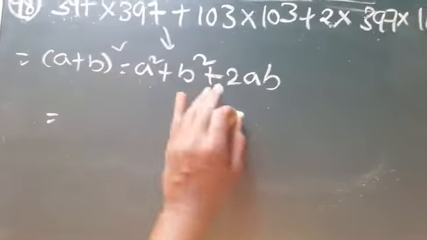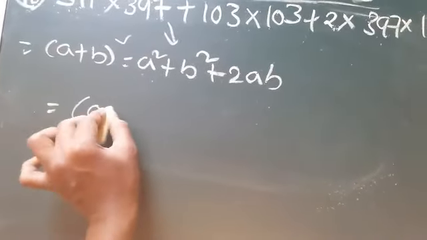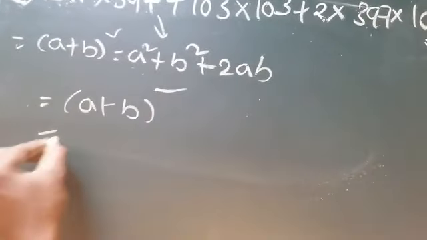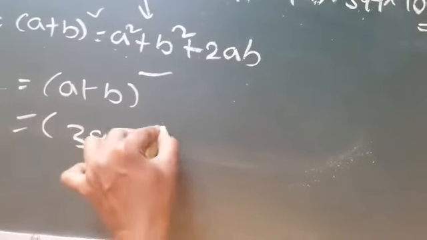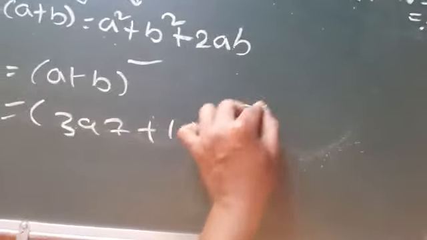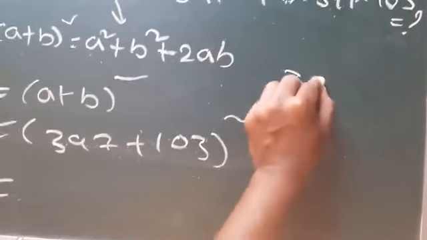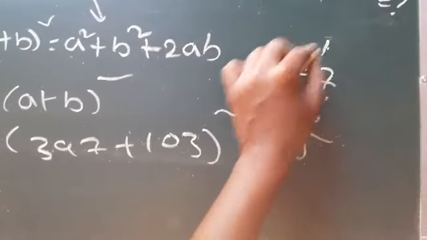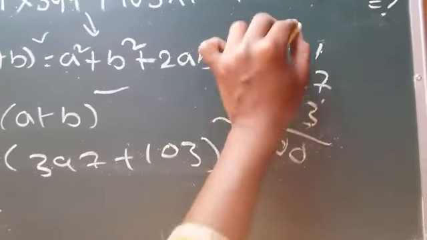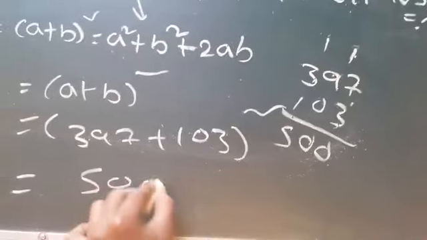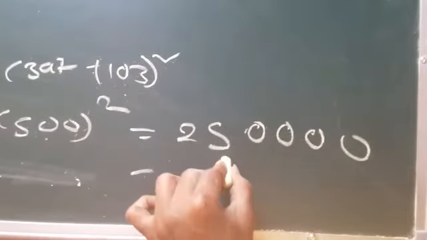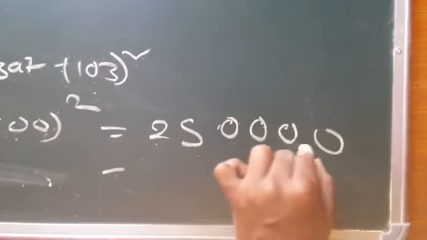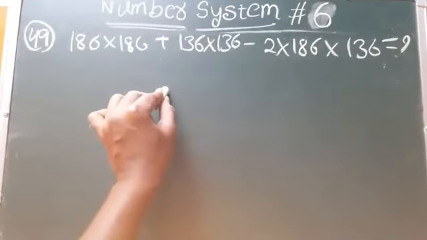If we substitute a and b values, a plus b whole square, that is equal to 397 plus 103. You will get the answer within a few seconds. 397 plus 103, 7 plus 3, 10, 9 plus 1, 10, 3 plus 1, 4, 4 plus 1, 5, 500 whole square, that will become 250000. See the next problem.